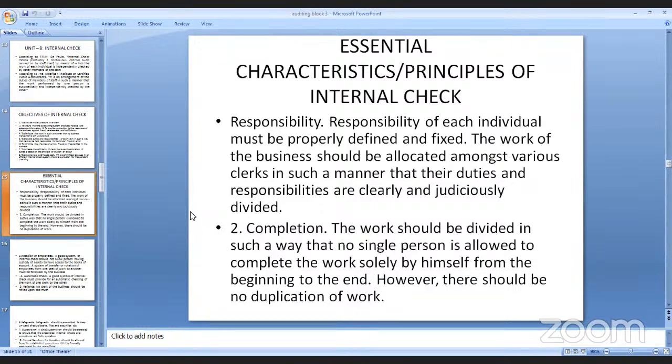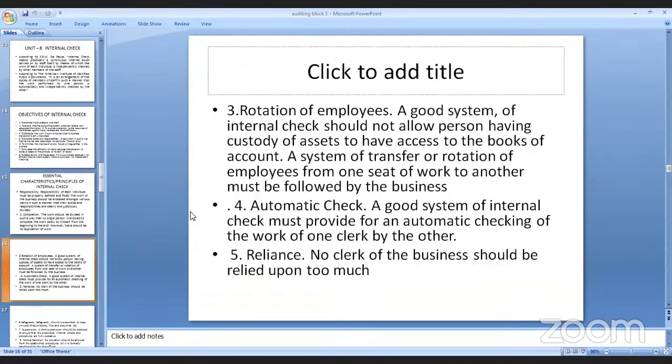Having a responsibility in the work. Next, work must be completed in time. Next, rotation of employees. See, rotation means if employees are working in the sales department, then they will be rotated to another department. So with the rotation, employees will learn various skills and techniques of various departments.